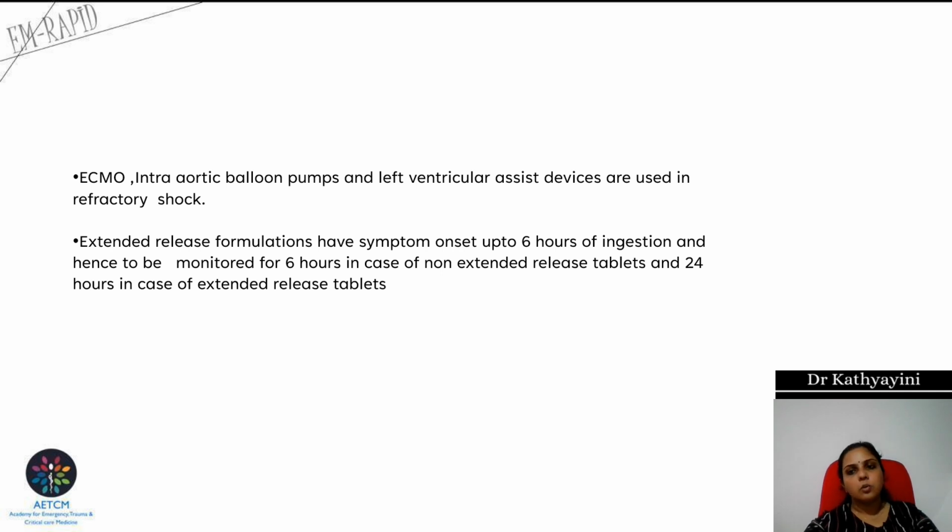And another thing we have to keep in mind is that the extended release formulations will have a delayed presentation. So we have to keep the patient under monitoring for 6 to 24 hours minimum, because there can be a delayed presentation in extended release formulation.